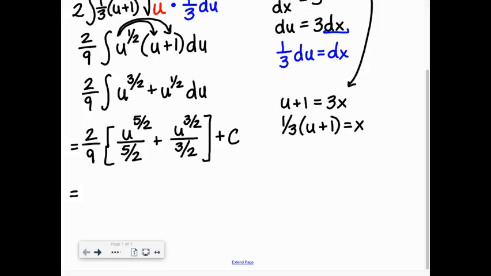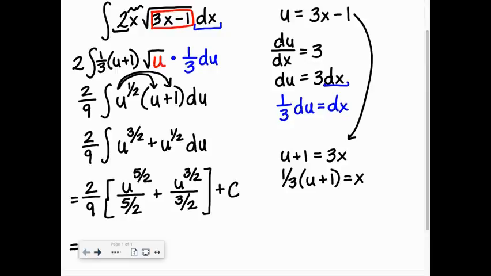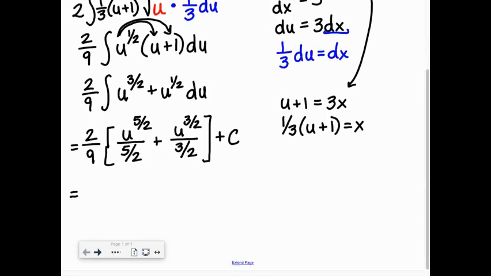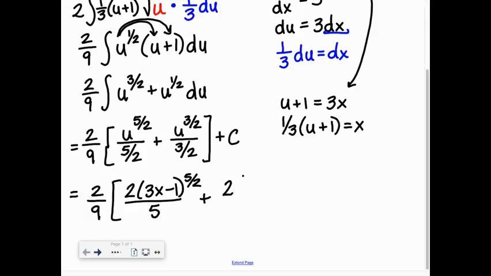Okay. So your last step, again, remember, I introduced the u. You need to make sure that your original function is in terms of x. So the u was 3x minus 1. So now I'm just going to go back and plug that in. So 3x minus 1, I feel like I'm going to forget it. 3x minus 1 to the 5 halves. You can see I flipped the fractions just to make it easier for myself to simplify.